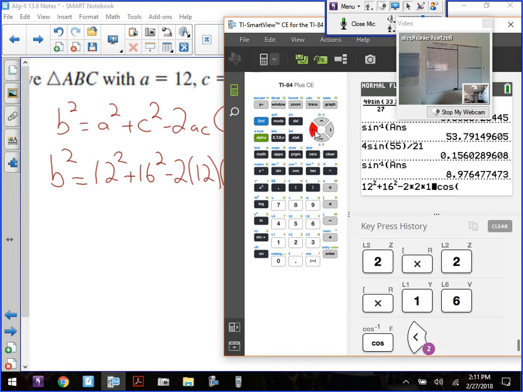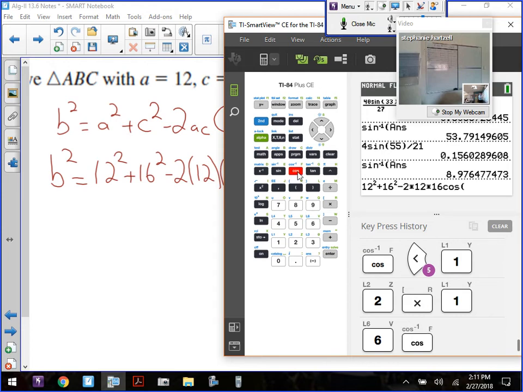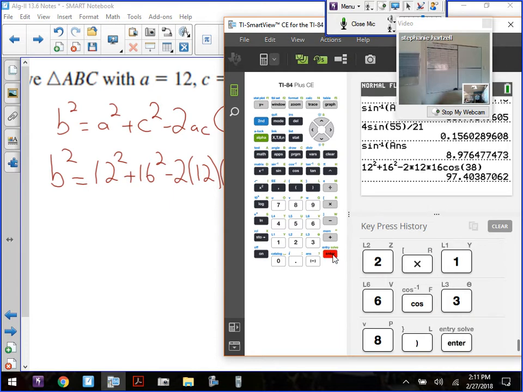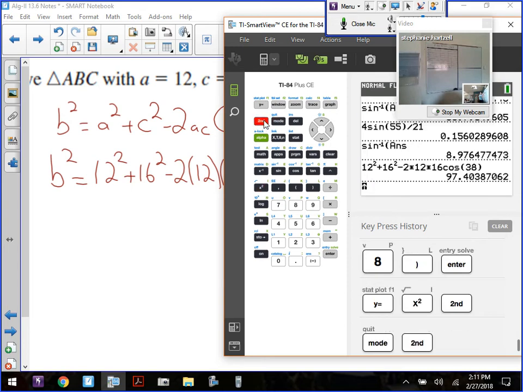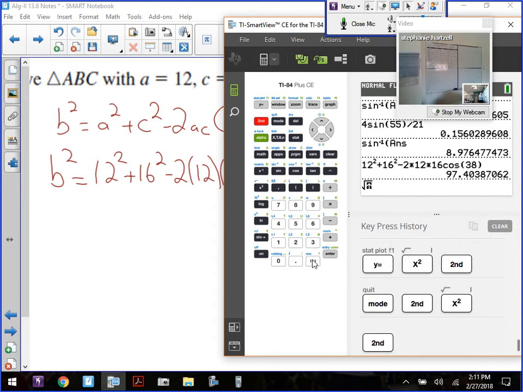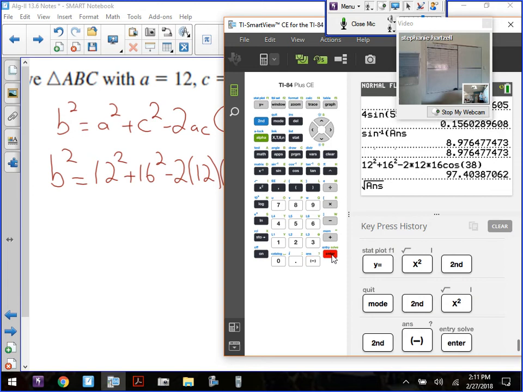That's why I hate using this calculator sometimes. What was the angle we had? 38? Thank you. So all of that equals b squared. What button do I have to press now? Root answer. Very good. Second. And there's little b.